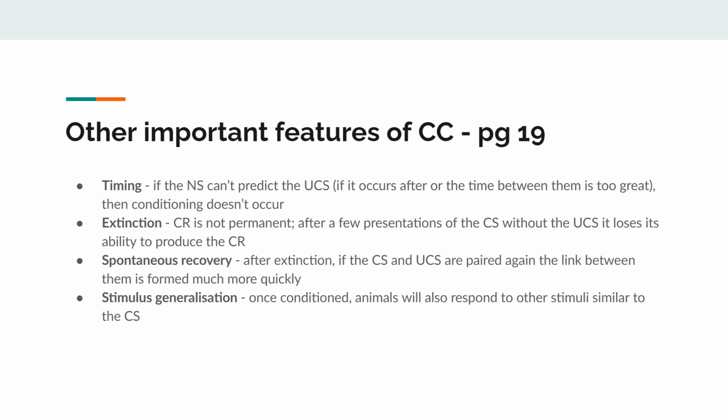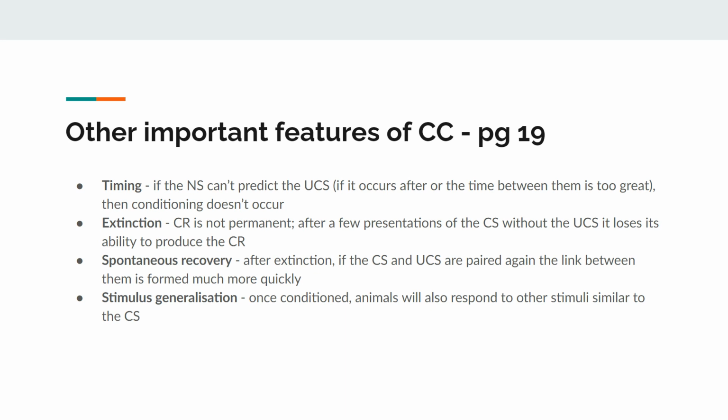Okay, so other important features of classical conditioning. So we're on page 19 now, and there's just a box for each of these terms. You don't need loads and loads of detail for each of these, but you do need to be aware of these terms. So they're in the textbook. As it says in your booklet, you can use the notes from your textbook, but I've just summarised them briefly here so I can explain them to you.